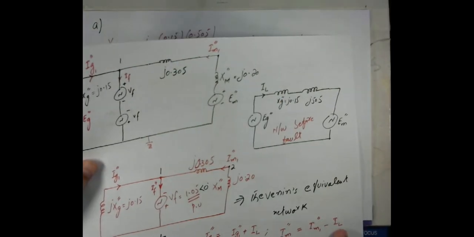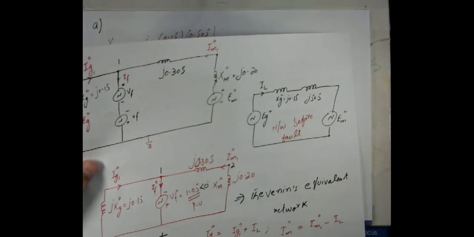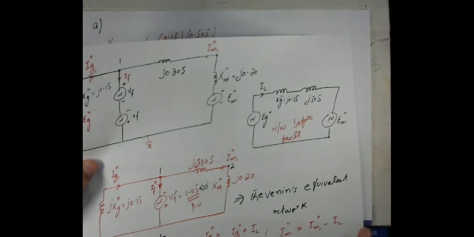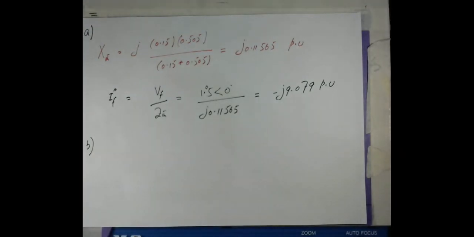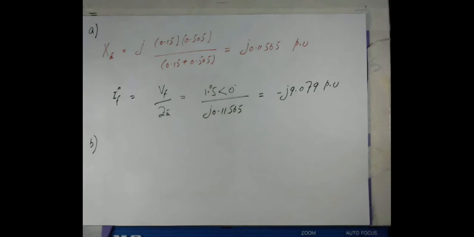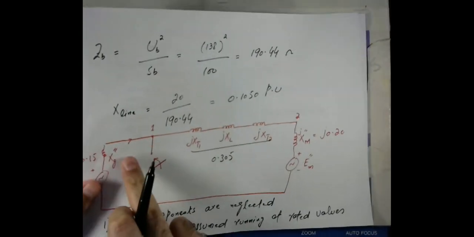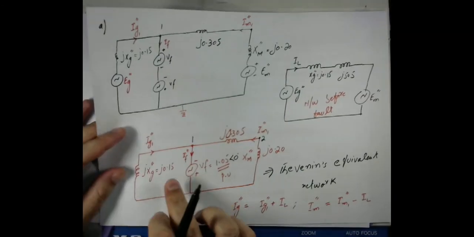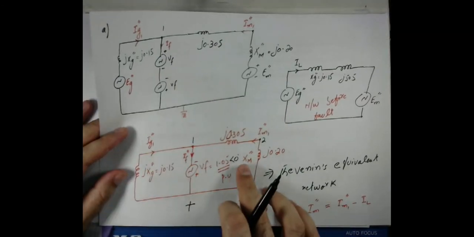So if we neglect the load current, obviously this current will be the same as IG1 double prime and IM1 double prime, because we are neglecting the load current, or the pre-fault current. So now IG1, this current, IG1 double prime and IM1 double prime, using the current division rule.